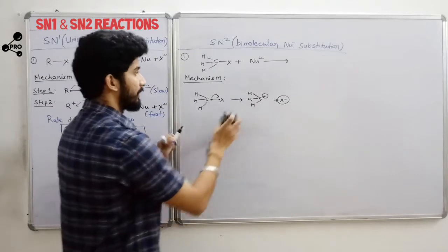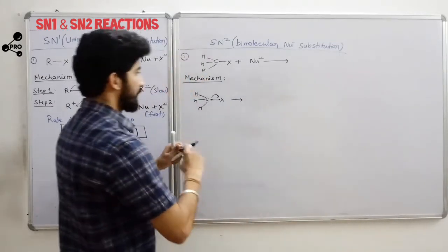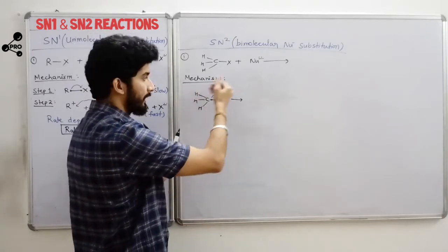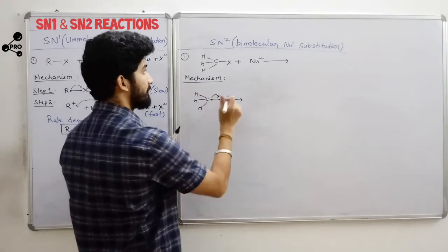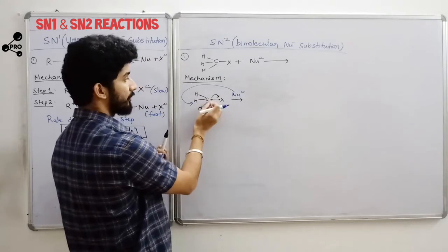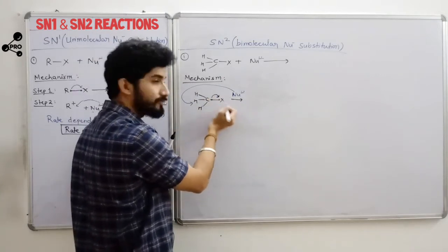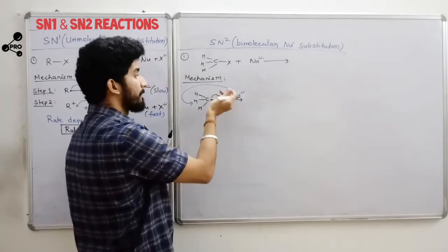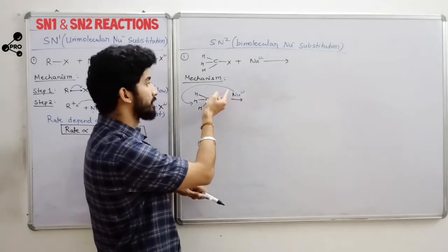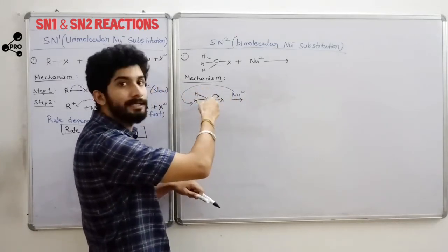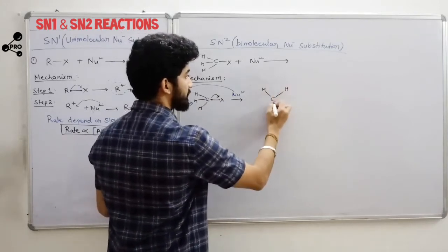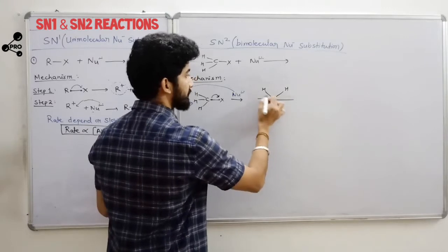So what will happen over here is, as soon as the halide ion attracts these two bonded electrons and detaches, at the same time the nucleophile will attach from the back side. Why? Because from the front side the halide ion, which is also a nucleophile, is detaching. So to minimize the steric effect or the repulsion, the other nucleophile will attach from the back side. When it attaches from the back side, it goes through a transition state.